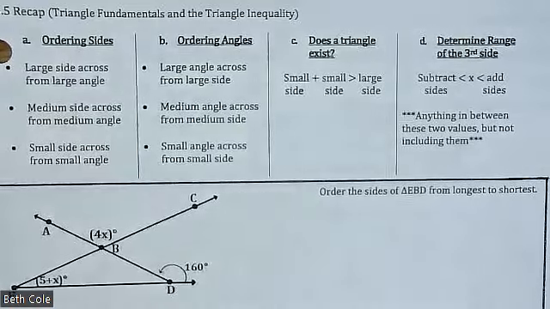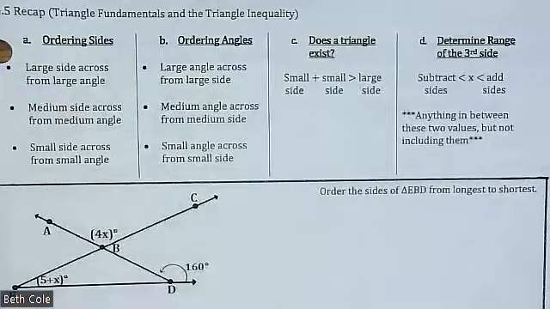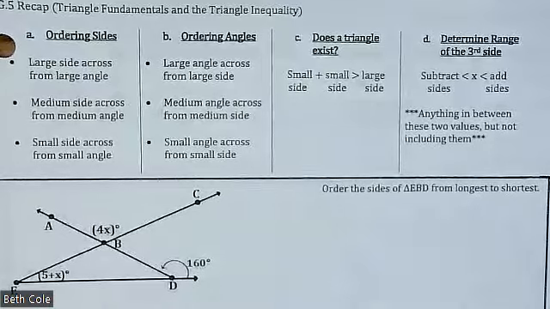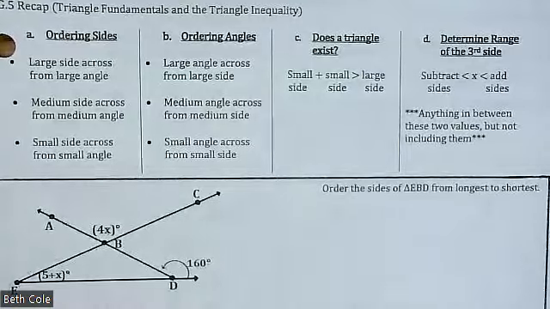Okay, so these ones are about triangles, and we're going to put the sides and angles in order. And it makes sense. The large side goes across from the large angle, the medium side goes across from the medium angle, and the small side goes across from the small angle.